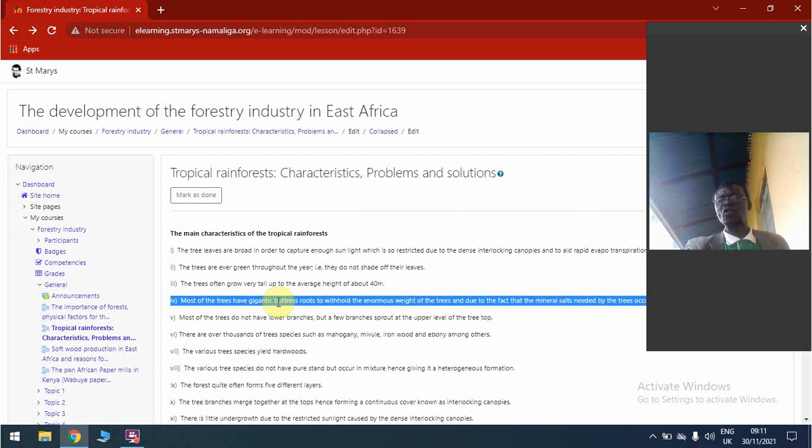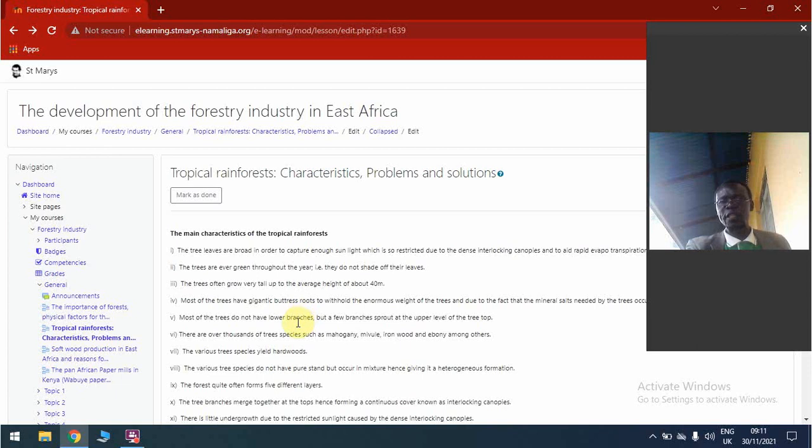Then the buttress roots also evolve because of the fact that the mineral requirements of the trees in the tropical rainforest areas are near the surface. So the trees spread their roots near the ground surface, other than sending them very deep under the ground, like those of the savanna vegetation. But the essence here is that they have large buttress roots.